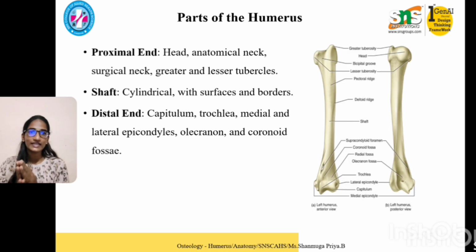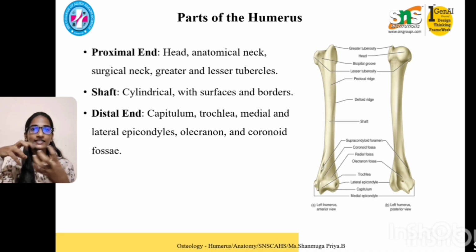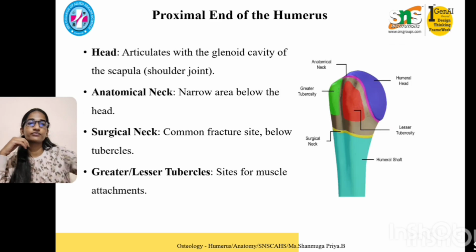The proximal end connects to the scapula for the shoulder joint. The shaft handles forces but can snap in trauma. The distal end forms the elbow with fossa dips that let the radius and ulna move without bumping. And then we are just moving to the fourth slide.